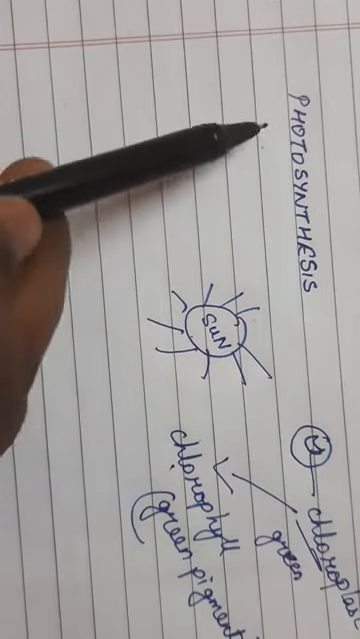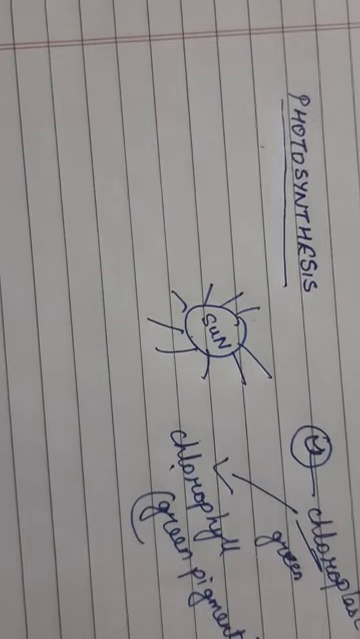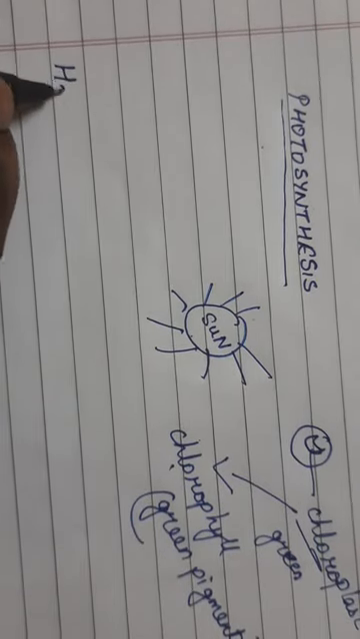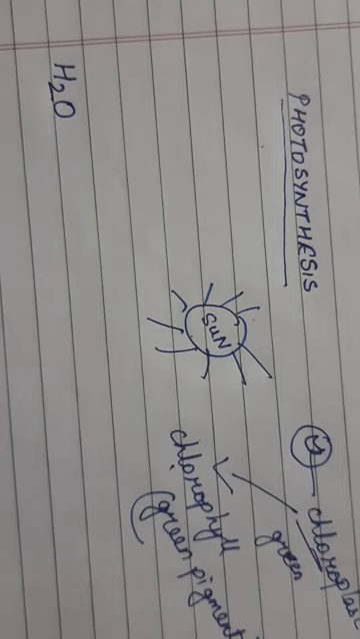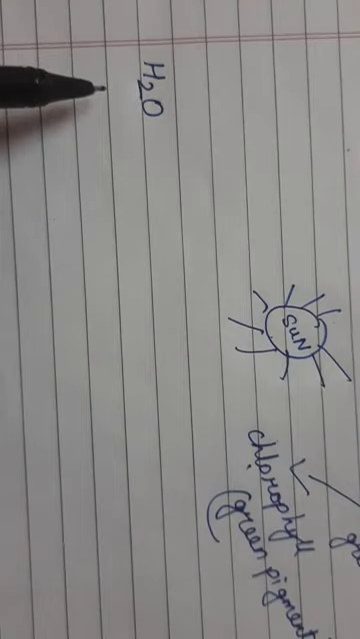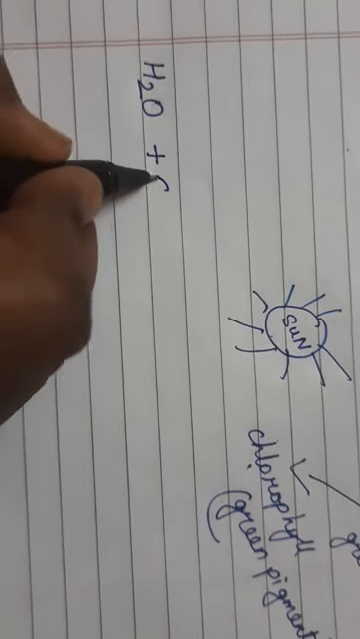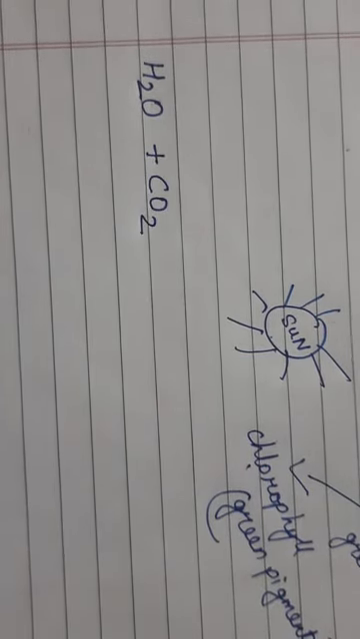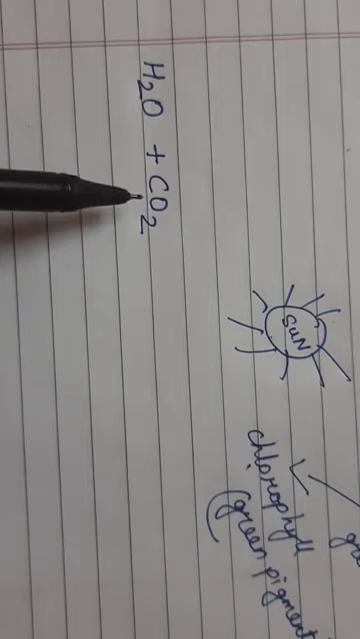Okay, now in the process of photosynthesis, what happens? In the process of photosynthesis, the leaves take water from the soil. What is this water? Water is H2O. So the plants take water from the soil along with carbon dioxide. CO2 is carbon dioxide. Okay, so carbon dioxide is taken from the air.